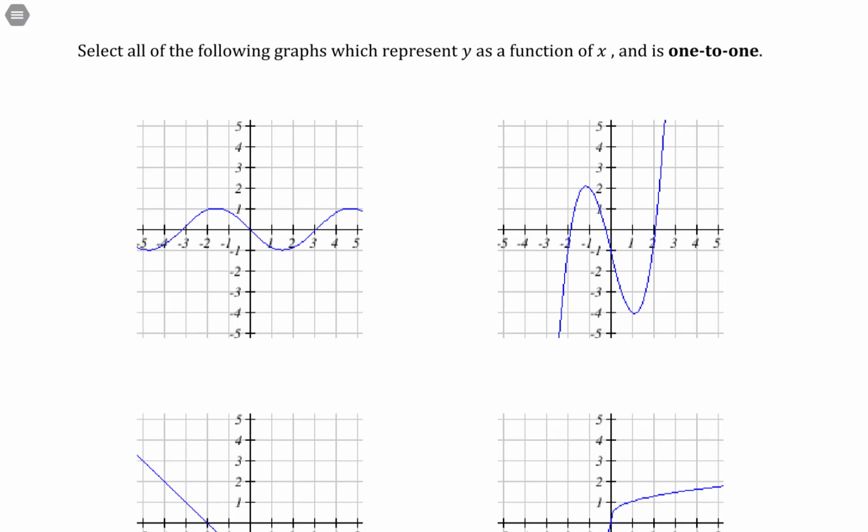The vertical line test says that if there is any vertical line that you could draw that would touch the graph at more than one point, then it's not a function. For this first one, this is a function because no matter where I put my vertical line, I would only touch the graph at a single point. The same is true of this next graph. No matter where I put the vertical line here, I'd only touch the graph at a single point. So this is also a function.